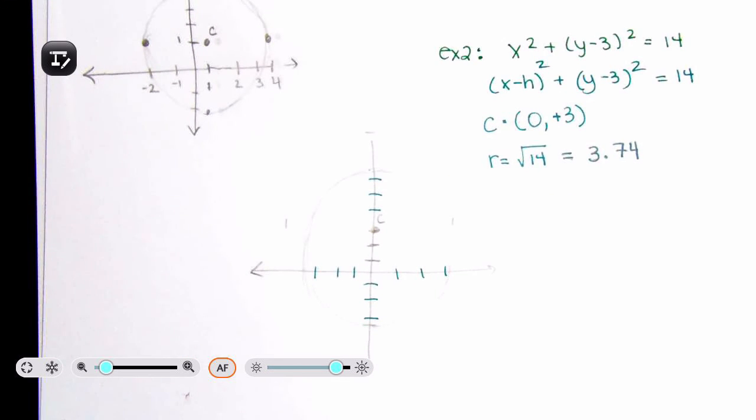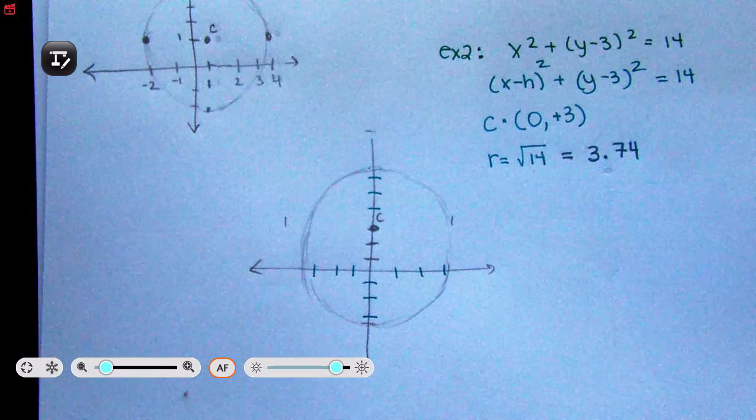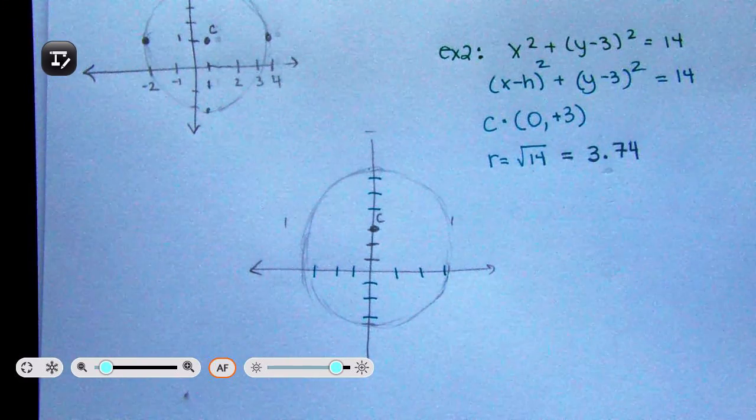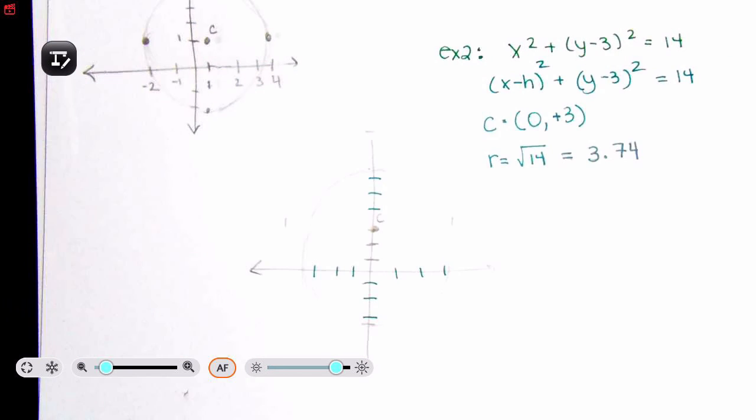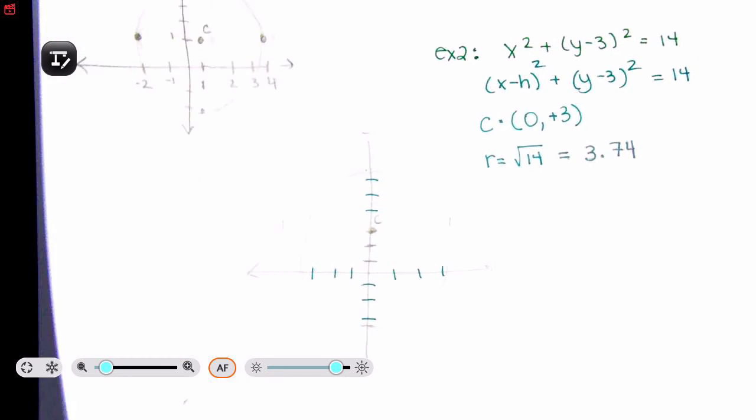And I just realized you can't see it. I'm going to turn the light off so you can see it. There it is. Here's your circle. Let's do one more example where they don't give you the equation in standard form. They give you an equation in expanded form, and then we have to figure it out.